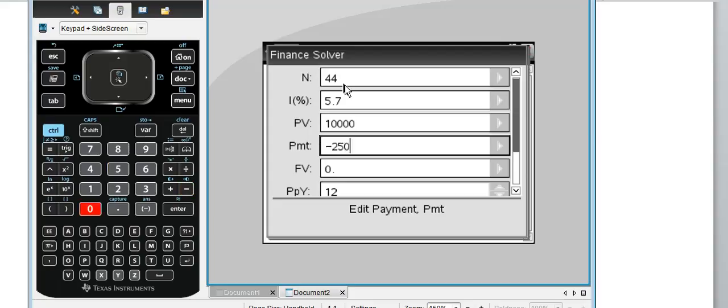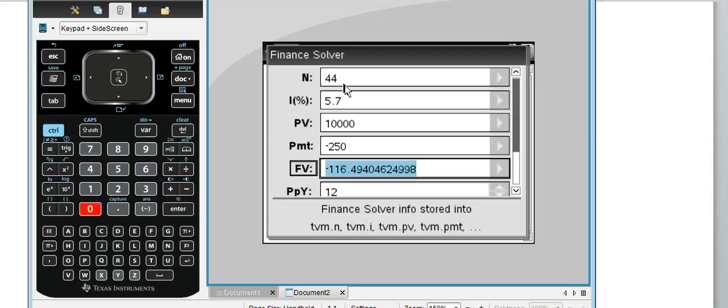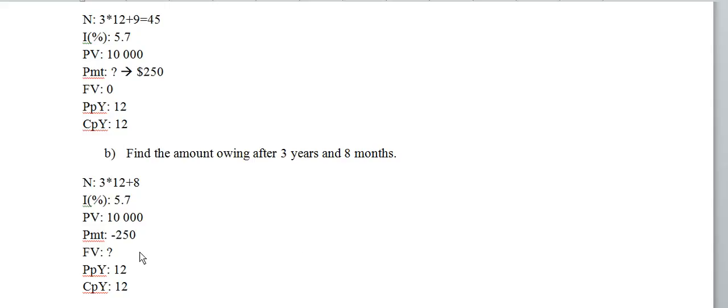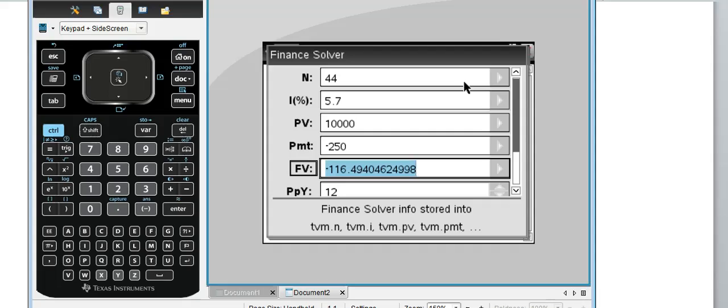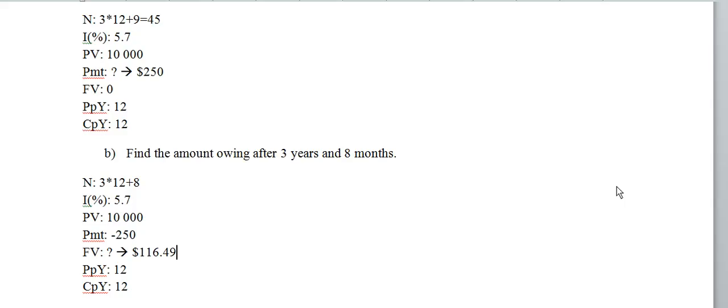So after 44 payments, we now owe $116.49. Because of the rounding we did, it's not going to work out so that each payment is exactly going to end up at 0. So $116.49 is what you're left owing after 3 years and 8 months.